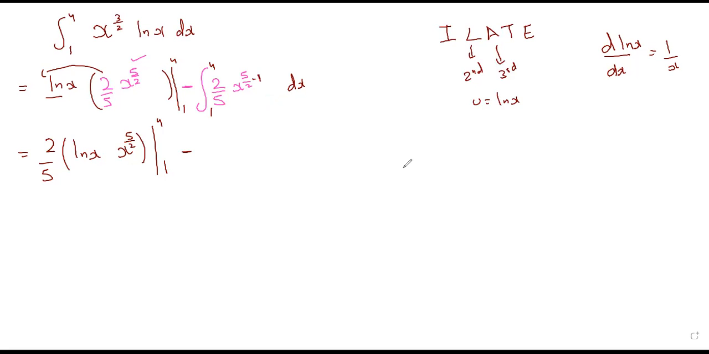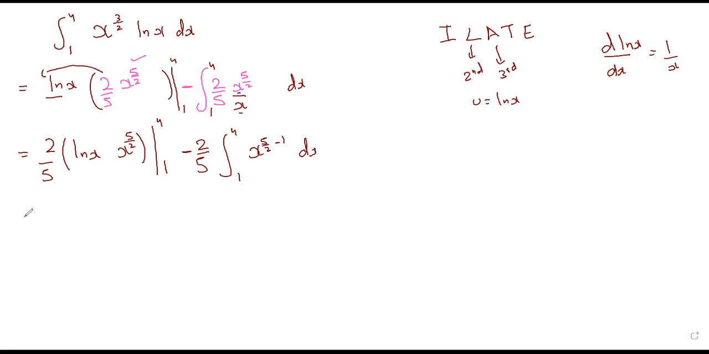I didn't get what you did. Okay, so this is what we had. I can take this 2 by 5 out, between 4 and 1. The integral is 2 by 5 x to the power 5 by 2 times 1 by x, so x to the power 5 by 2 divided by x, right? So what can we write? When bases are same and they're being divided, we can subtract powers. Very good.